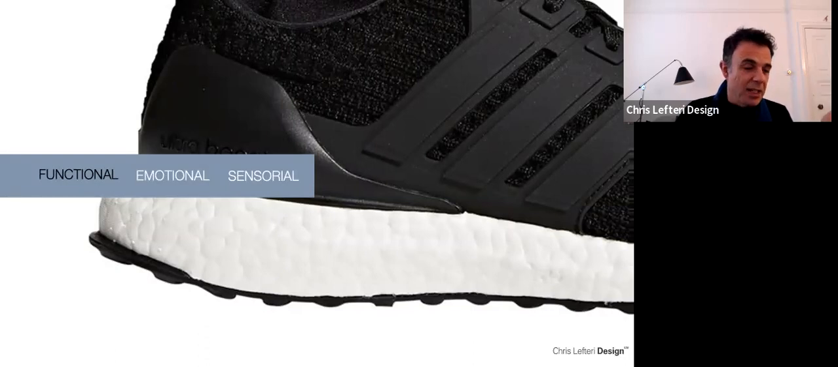And somebody at Adidas found this material and said, we could use this in a running shoe. And actually, one of the other advantages it has is very good bounce. So if you use bounce in a running shoe, what does it do? It makes you run faster. It is a functional benefit of the shoe that makes you run faster. Now, I've broken this down into three different categories: functional, emotional, and sensory.